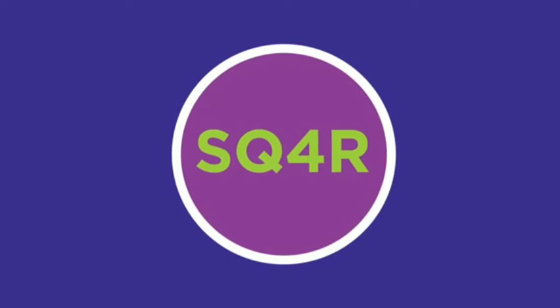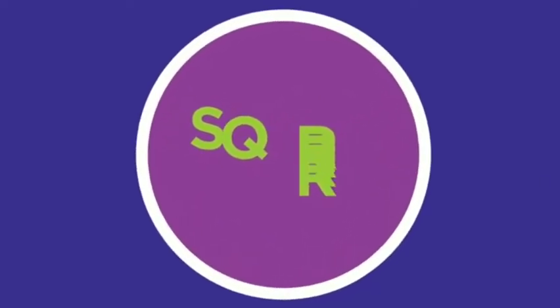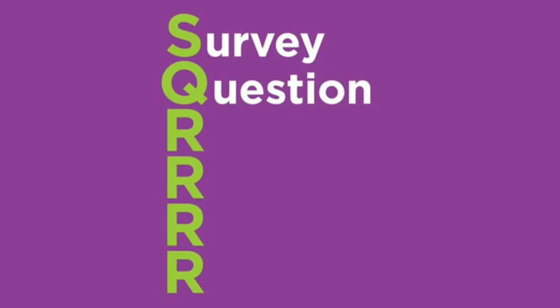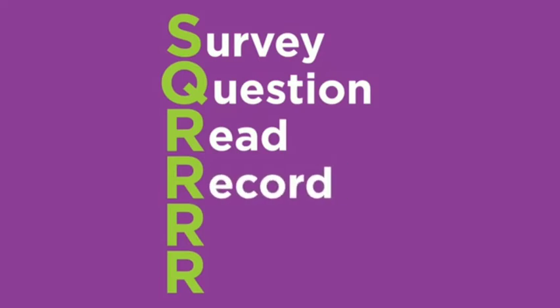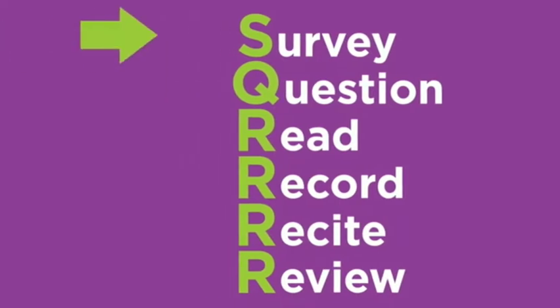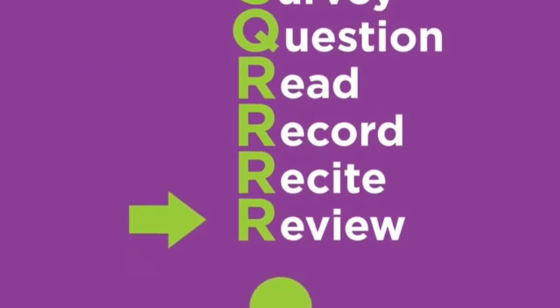SQ4R. What does that mean? It's an acronym for 6 steps to effectively read and understand text. Survey the chapter or article, write questions for each heading, read the information one section at a time, record important information by taking notes, recite your notes out loud, and review your questions and try to answer them. Let's take a closer look at each of these steps.